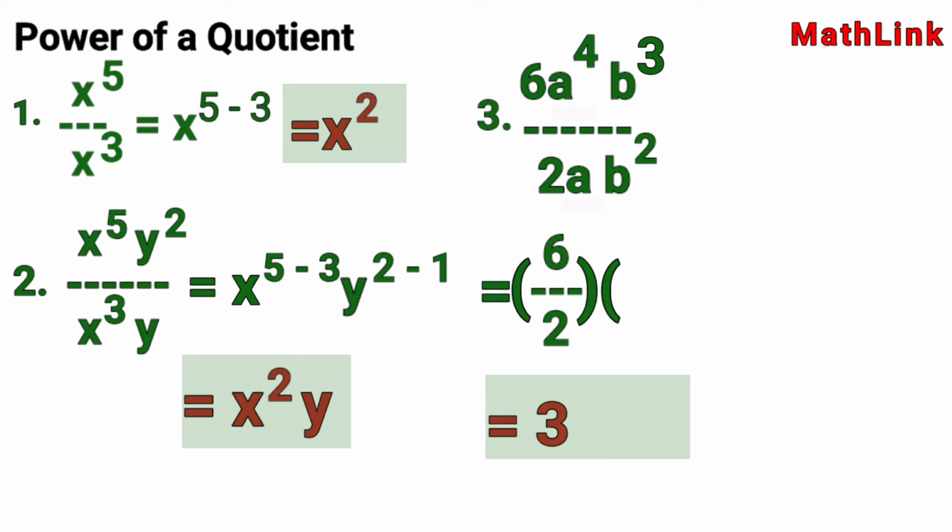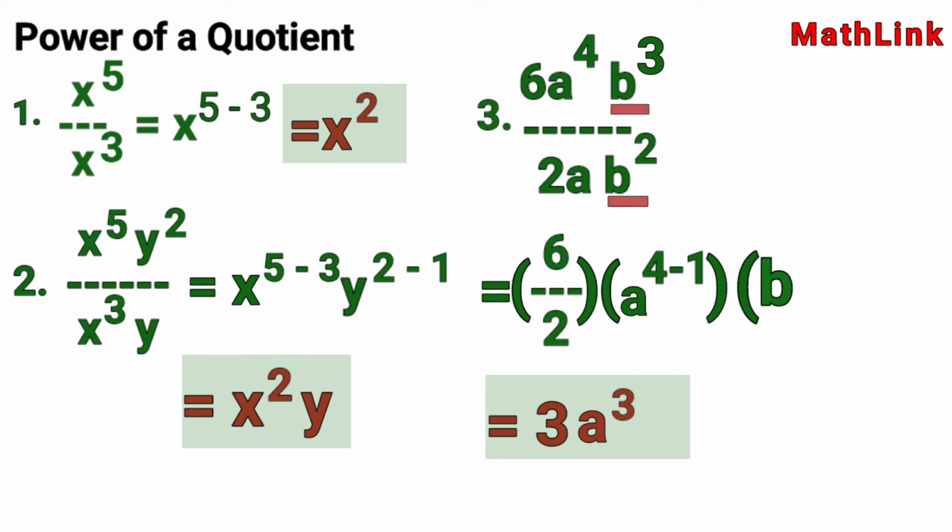Copy the base a, and subtract the exponent, 4 minus 1, is equal to 3. Copy the base b, and subtract the exponent, 3 minus 2, is equal to 1. The final answer is 3a³b.